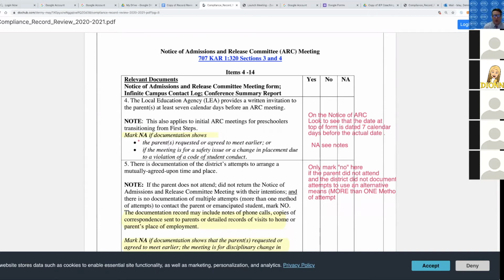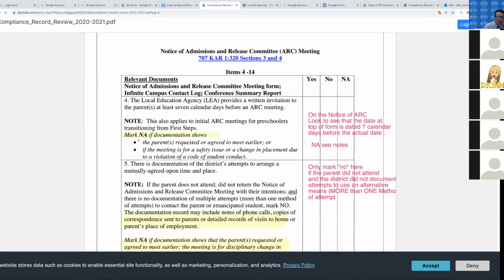We hope so. But there's some things that we need to look for here, and the relevant documents are in bold. Again, the notice of ARC and the conference summary and the Infinite Campus contact log with your parents. So the first one is when you're reviewing a file, the first thing you look at is the local education agency. That's your district. If it's Pike County, Pikeville Independent, if it's Breathitt County, if it's Wolfe, if it's Pike, whatever.